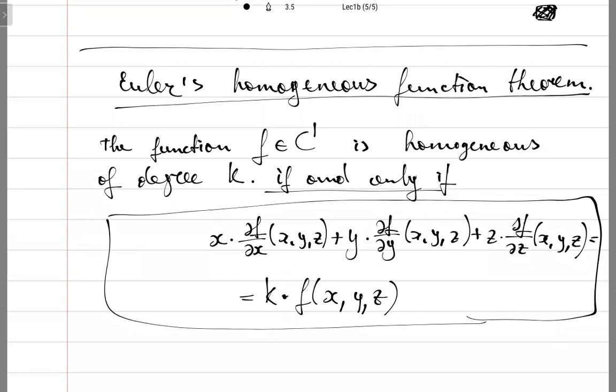Let's check first, and then we will provide a proof. We need a proof in two directions. So first we will check, and then we will provide a full proof, okay? So let's check.